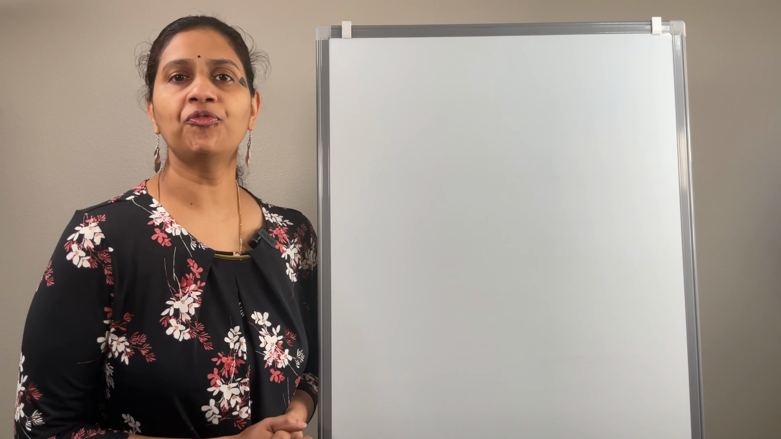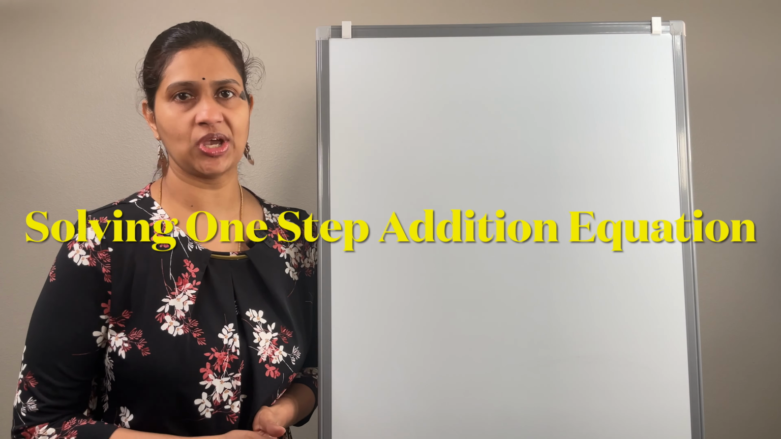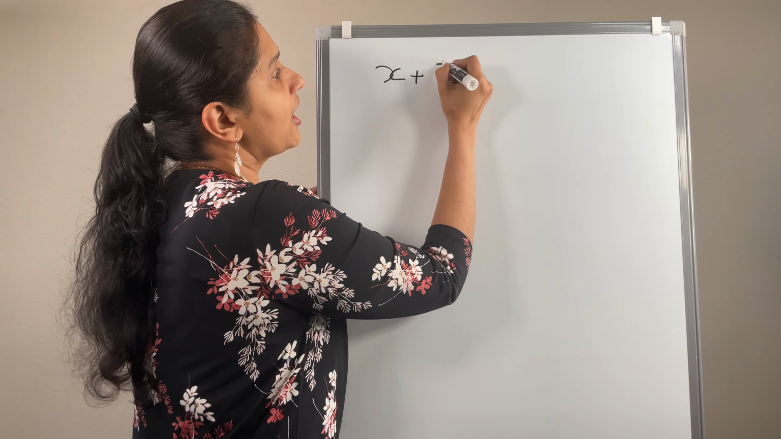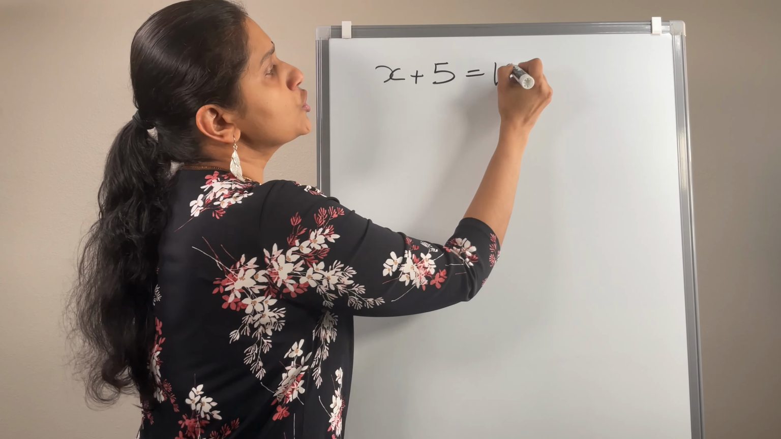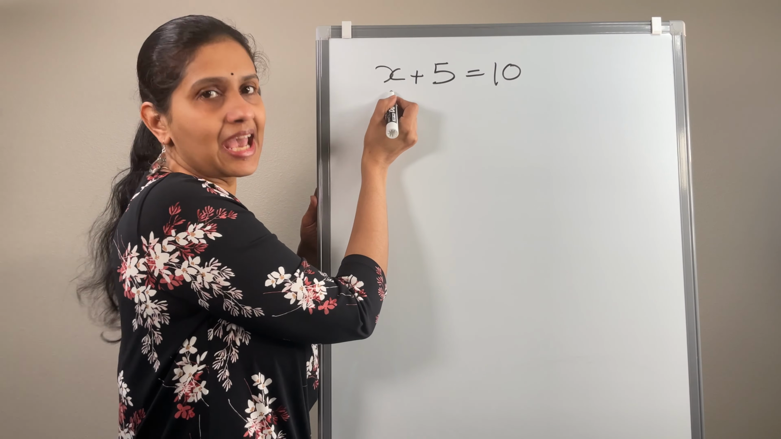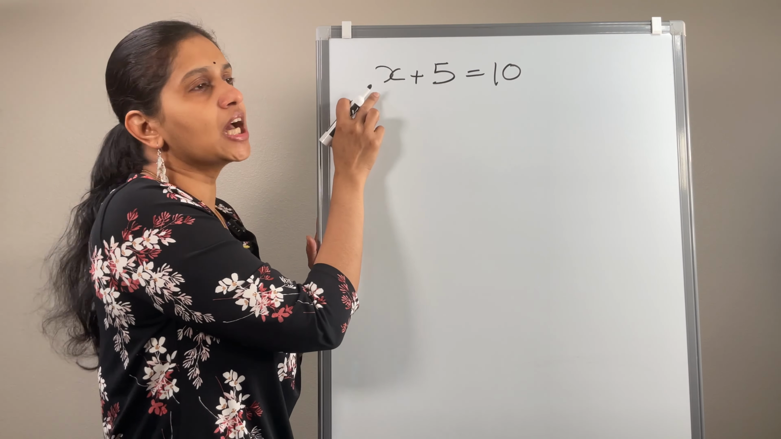In today's video, we are going to discuss solving one-step addition equations. Consider for example, x plus 5 equal to 10. To solve this equation, we have to isolate the variable x. So you have to get rid of this positive 5 which is near the variable x.